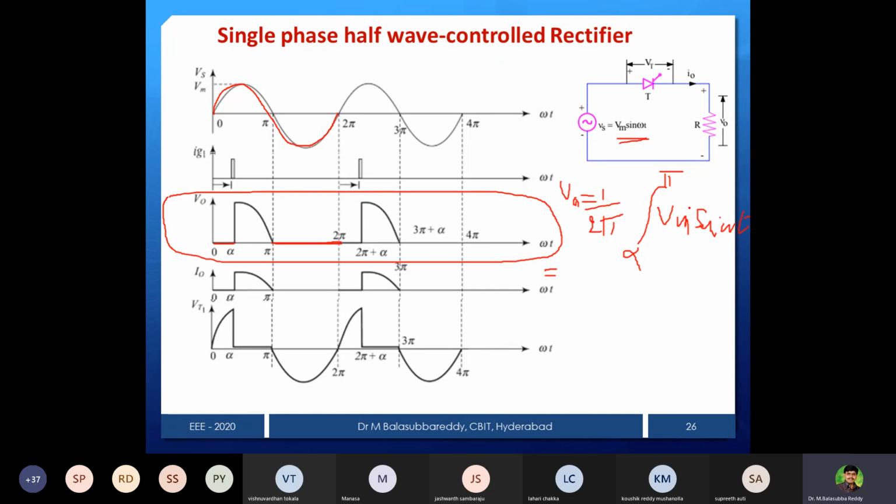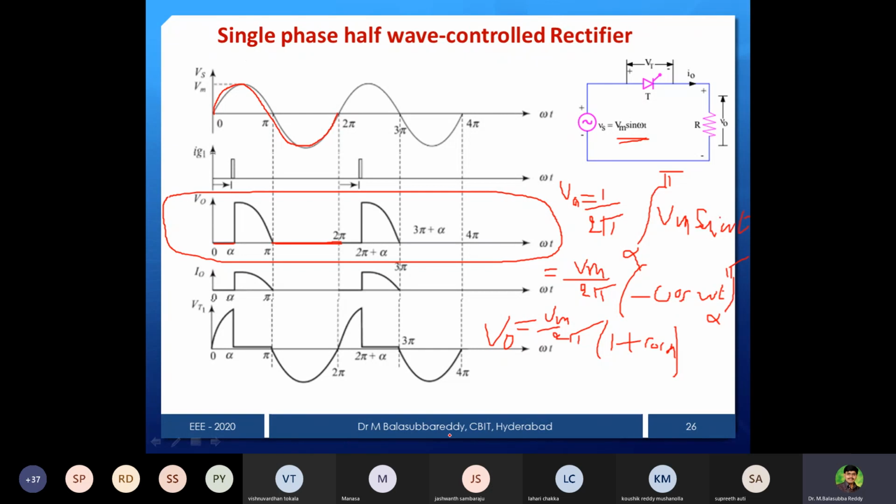Then what can I get? Vm is a constant outside. Vm by 2 pi, the integral will give minus cos omega t. Limits are alpha to pi. Then we substitute that, what can I get? Vm by 2 pi, cos pi minus 1, already minus is there, 1, and plus cos alpha. That's all. So this is your average output voltage.